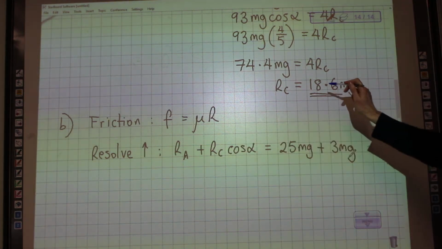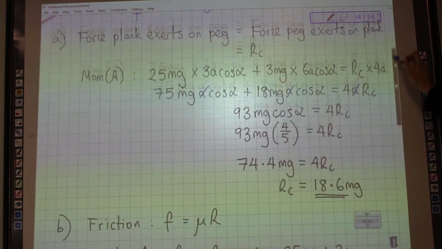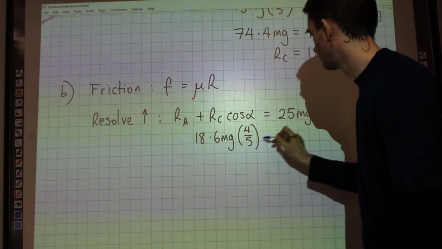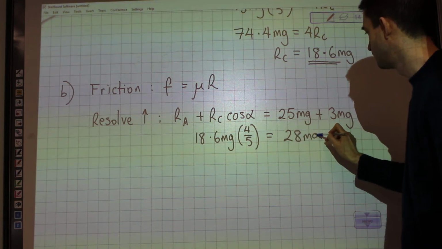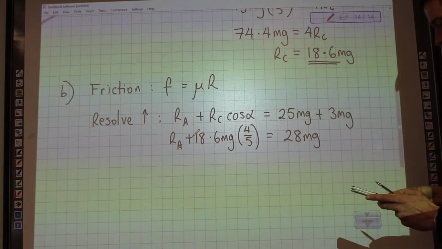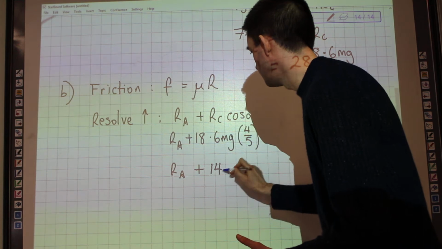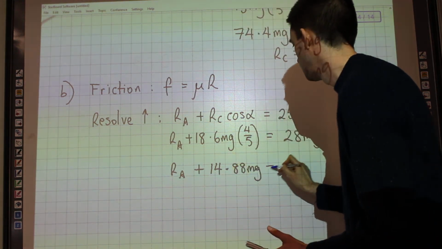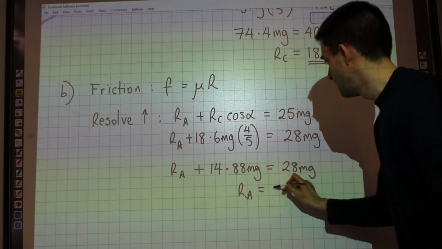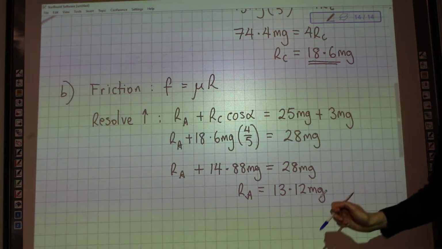What I know about RC is it's 18.6 mg. I know that cos alpha is 4/5. And that's equal to 28 mg. I've got RA plus that. Right, so 4/5 of 18.6 is 14.88. So I've got RA plus 14.88 mg equals 28 mg. Therefore RA is 13.12 mg. So I have my reaction at A.